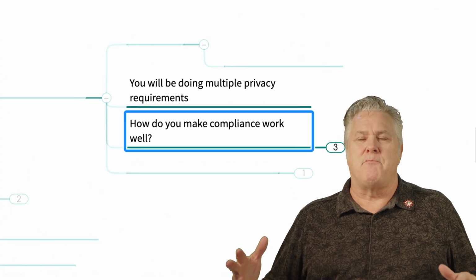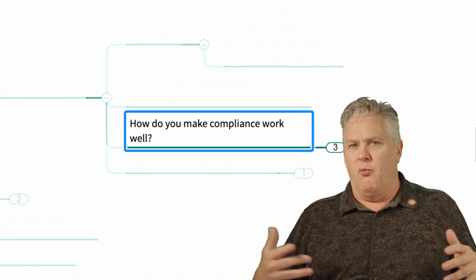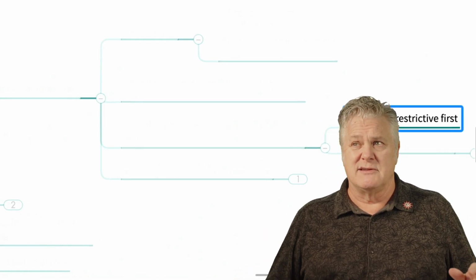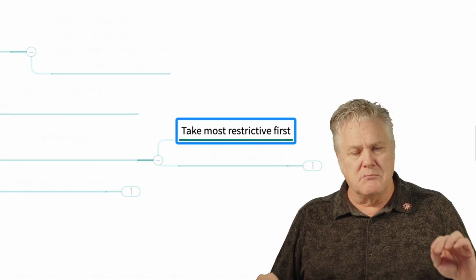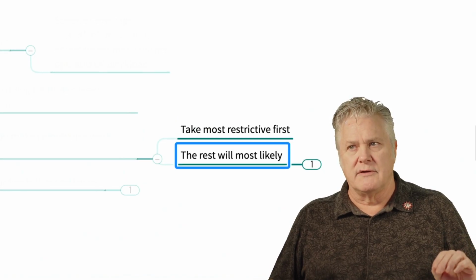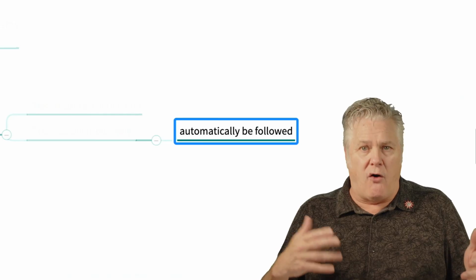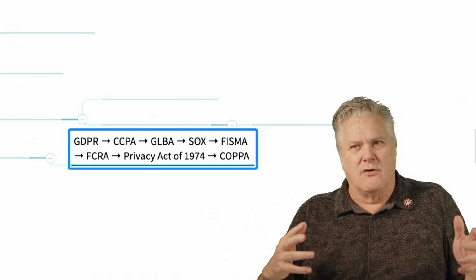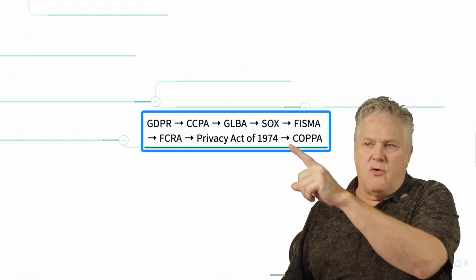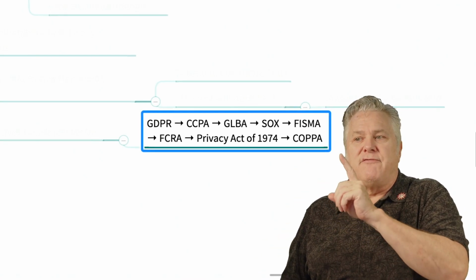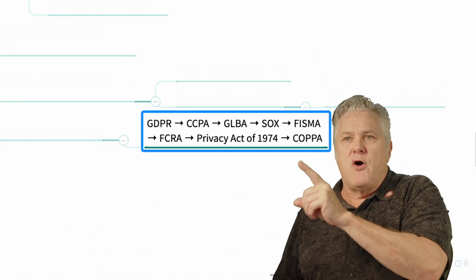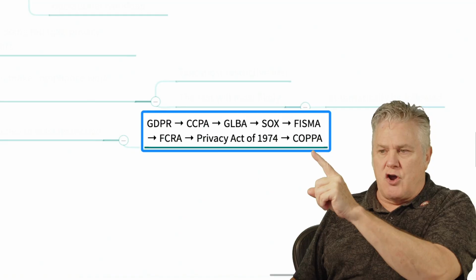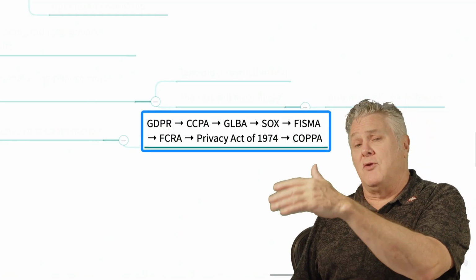So how do you make compliance work well when you've got to comply with multiple overlapping things? Take the most restrictive first, and the rest will most likely automatically be followed. So what's the most restrictive? Again, you might not have to follow all of these, but let's pretend that you have to follow every single one of these. The most restrictive is going to be the GDPR on this end, and the least restrictive is the COPPA. Again, it has to apply to you.